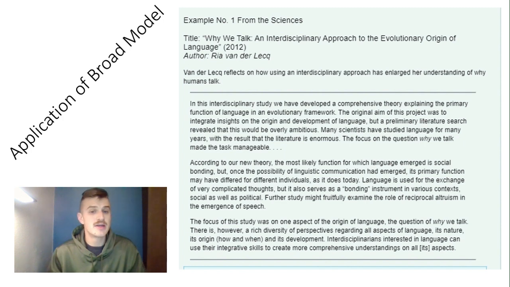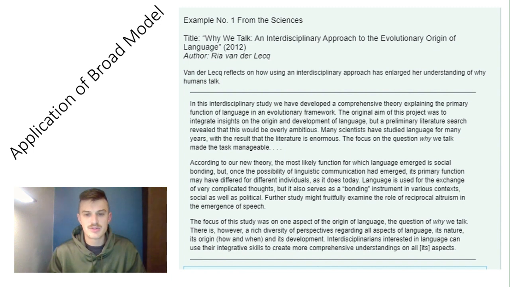So the second paragraph states, according to our new theory, the most likely function for which language emerged is social bonding, but once the possibility of linguistic communication had emerged, its primary function may have differed for different individuals, as it does today. Language is used for the exchange of very complicated thoughts, but it also serves as a bonding instrument in various contexts, social as well as political. Further study might fruitfully examine the role of reciprocal altruism in the emergence of speech.